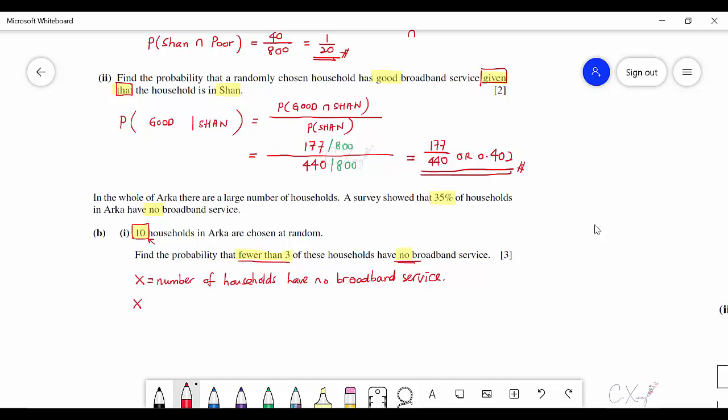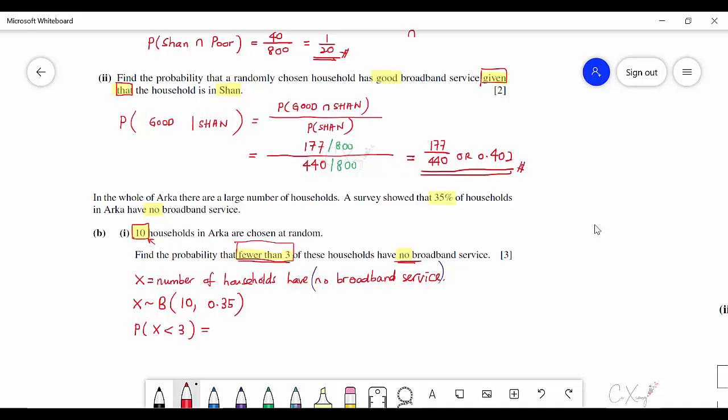Okay, and from here you should know that X is binomial distributed. Usually for binomial distribution, you need to look at the structure of the question itself to identify that it is binomial. We have 10 households in total, and the probability of no broadband service is 35%, which is 0.35. They are asking for the probability of X fewer than 3 households, so the number of households is less than 3.